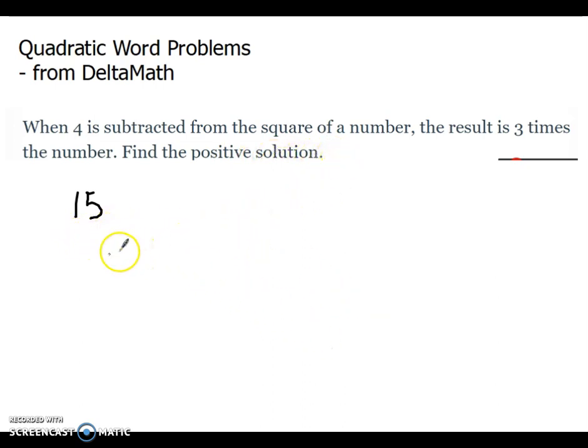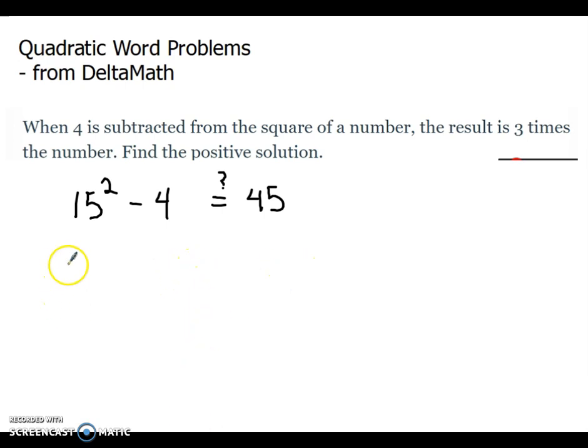So let's check and see if 15 works. I'm going to be subtracting 4 from the square of 15, and I'm hoping that I'm going to get 3 times the number, which would be 45. And 225 is 15 squared, so 225 minus 4 is definitely not 45, so we guessed wrong.